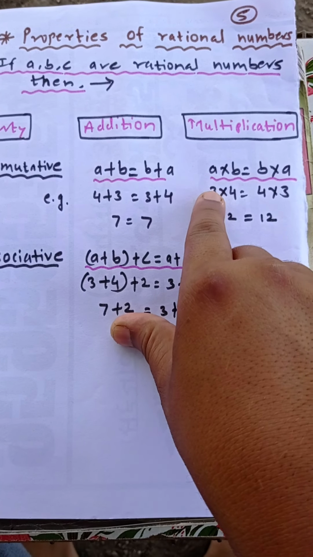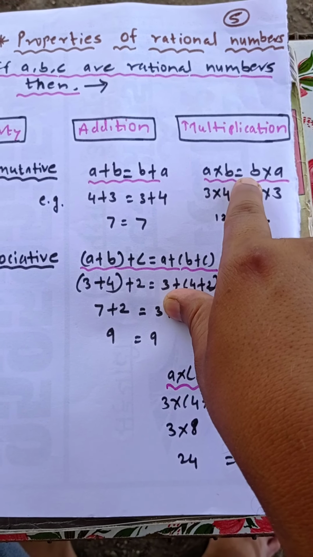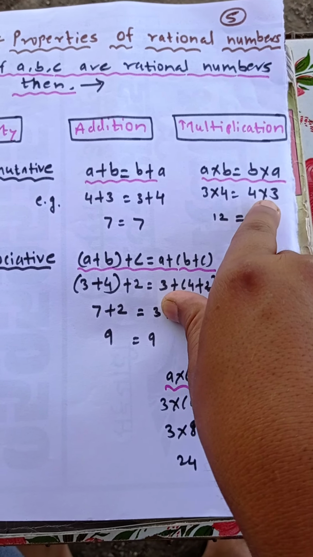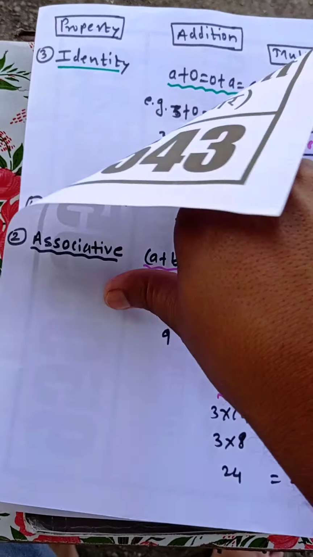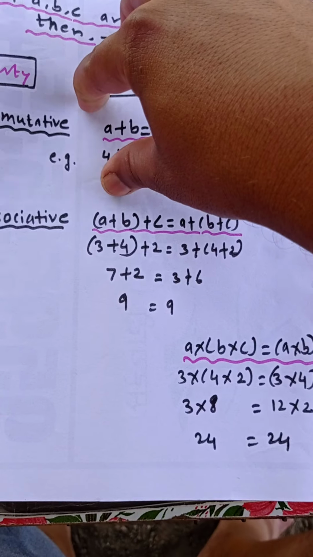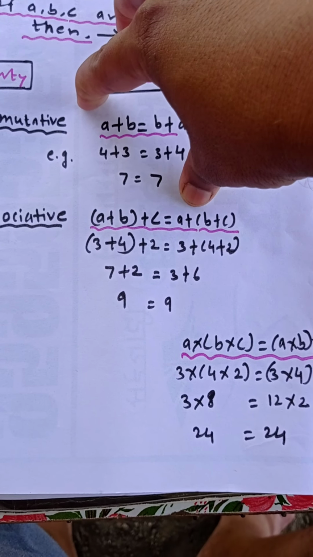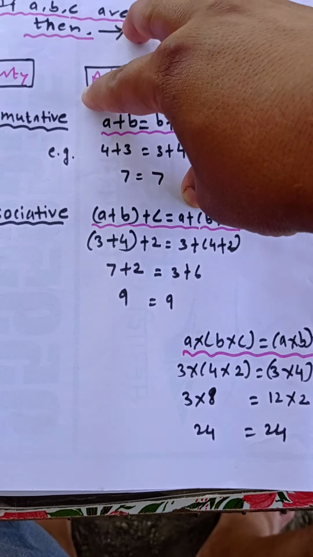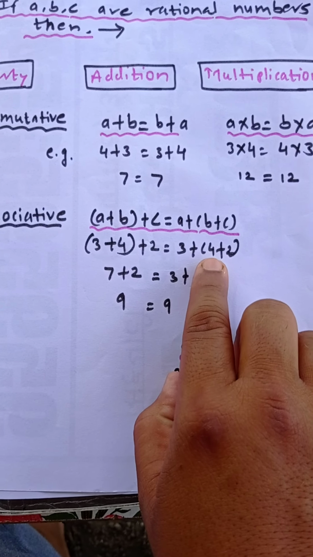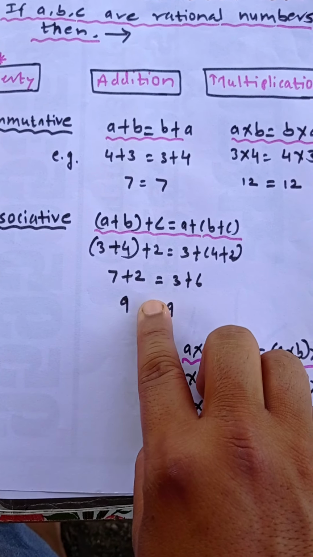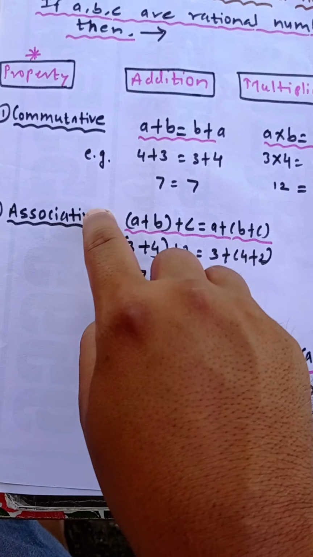Now commutative property of multiplication: A into B is equal to B into A. For example, if we multiply 3 into 4 and 4 into 3, both answers are the same. That is the commutative property. Now associative property of addition: A plus B plus C, that is, A plus (B plus C). If we add 3 plus 4 and then 2, 3 plus 4 is 7, 7 plus 2 is 9. Also we have to add the bracket first, so 4 plus 2 is 6 and 3 plus 6 is 9. So both are the same. This is the associative property of addition.